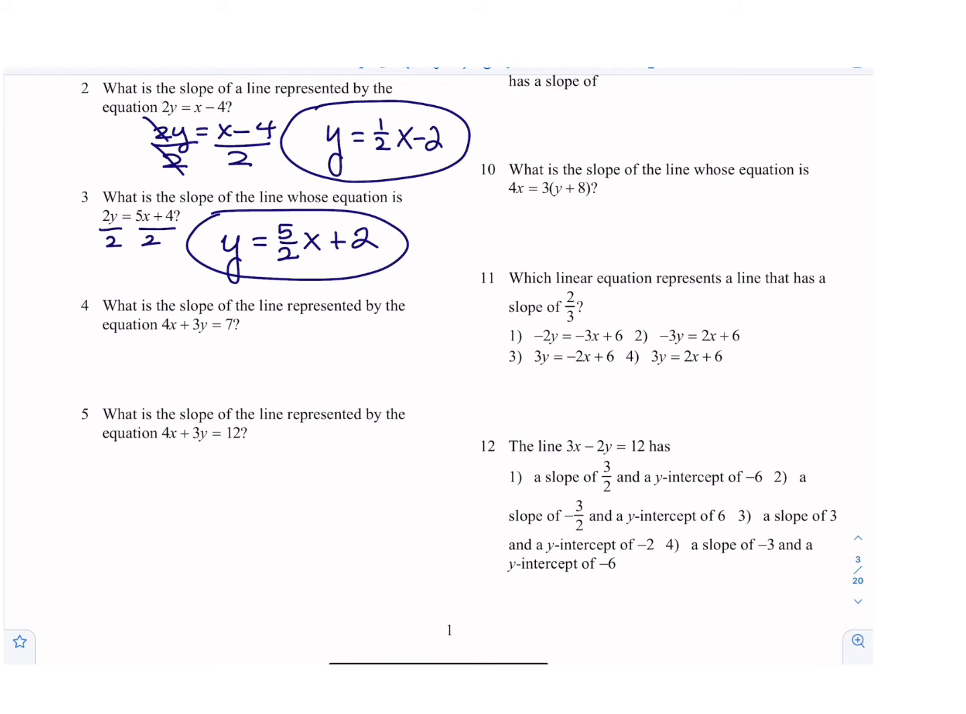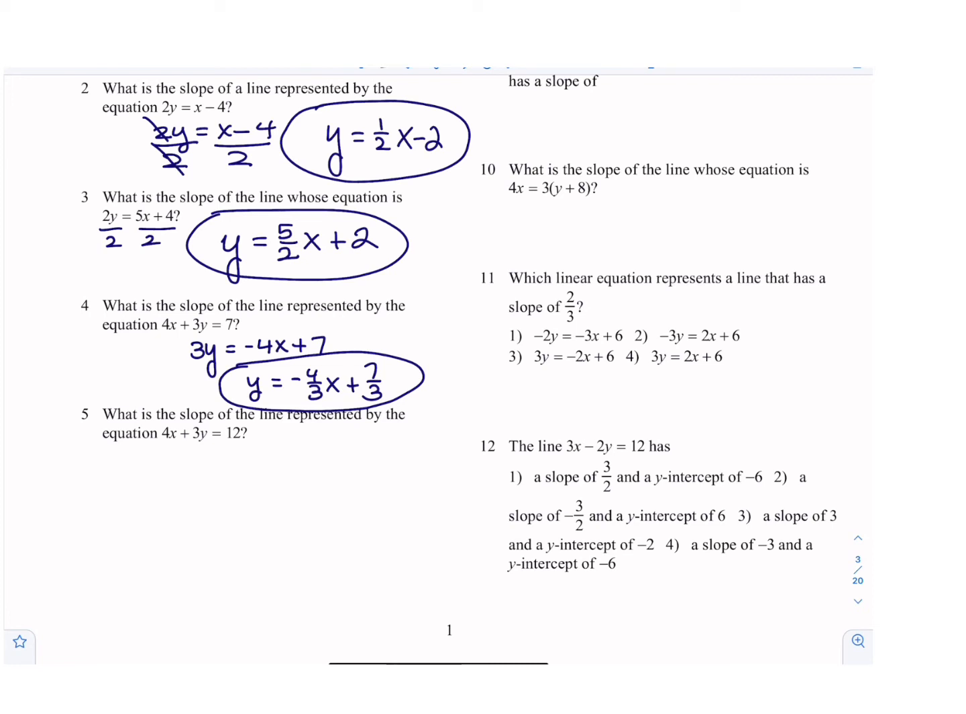For number 4, we need to get y by itself, so first thing we'll do is subtract 4x to the other side. Then we're going to divide by 3 to give us negative 4/3 x plus 7/3. You'll be mastering this in no time.